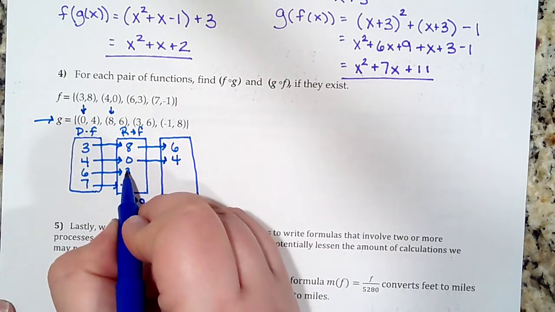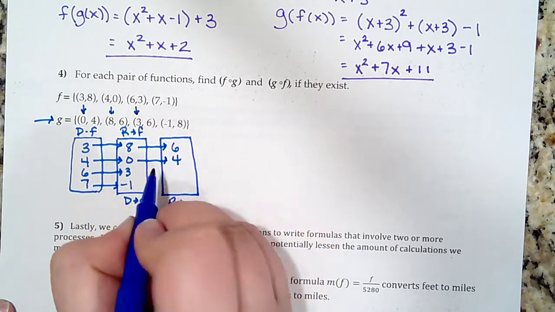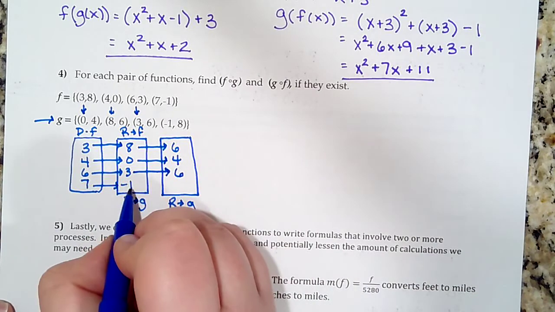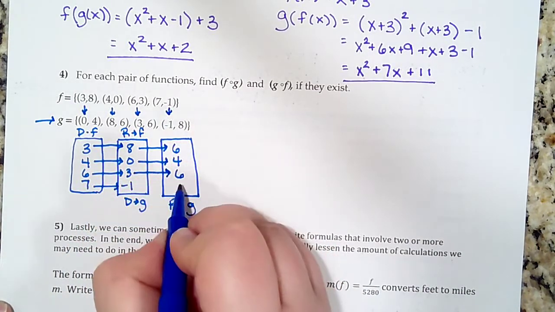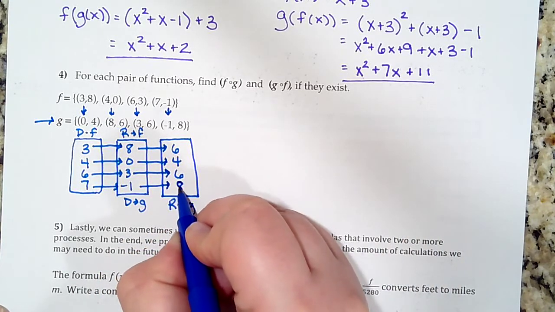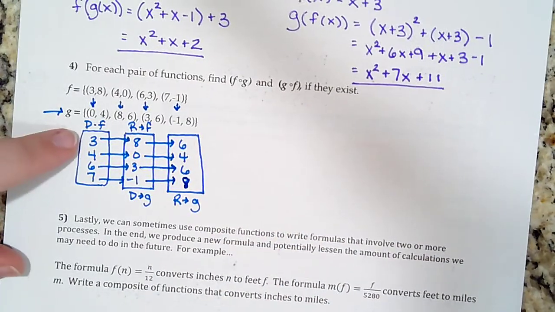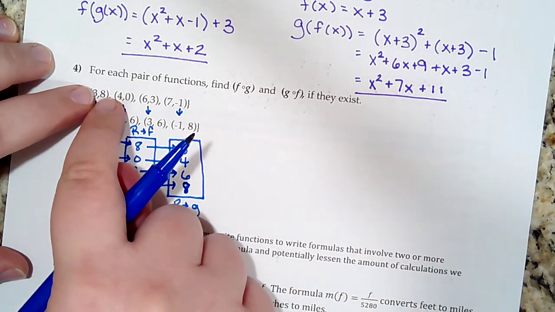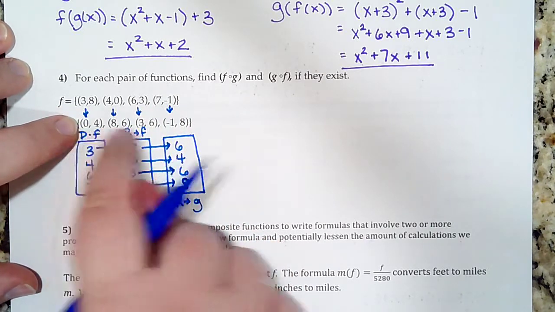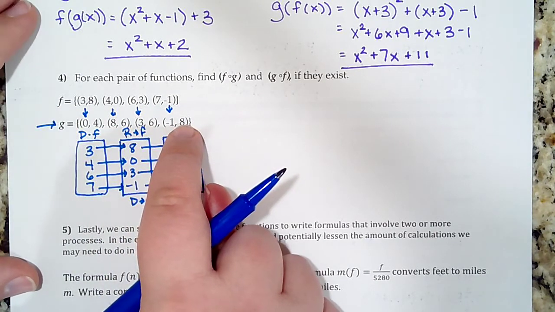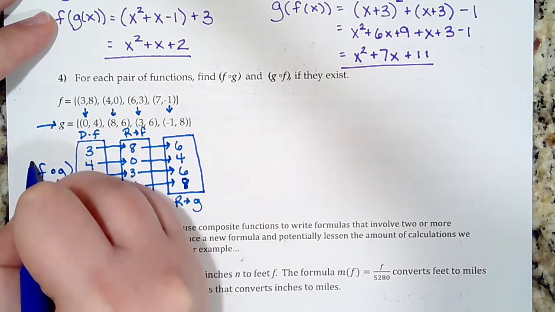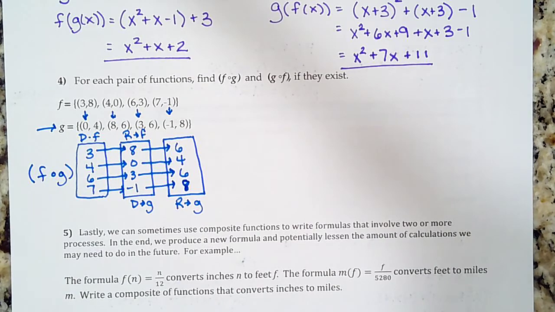I now have a domain 3. Does it have a range? Yes. Connect it back. 3, 6. And the last one, I have negative 1 becomes an 8, and I have come full circle. So essentially what we're trying to see is, does each of the ranges of our f match up with a domain in our g? So this one would be our f of g example.